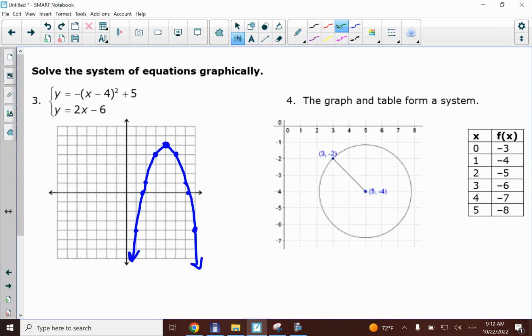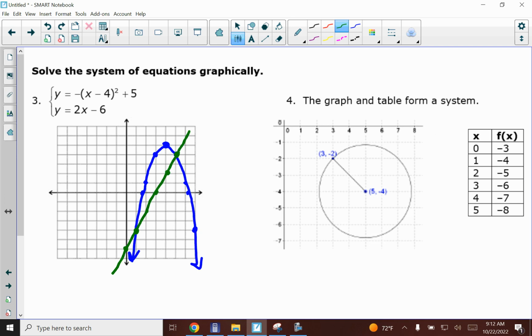So we're starting at -6. 1, 2, 3, 4, 5, 6. And then it goes up 2 over 1. Up 2 over 1, up 2 over 1, up 2 over 1, and then up 2 over 1.